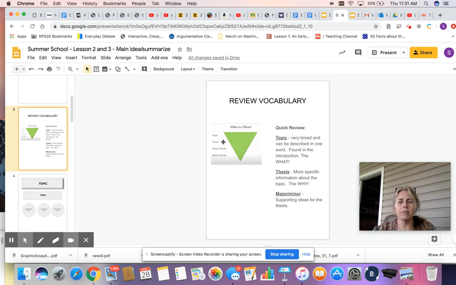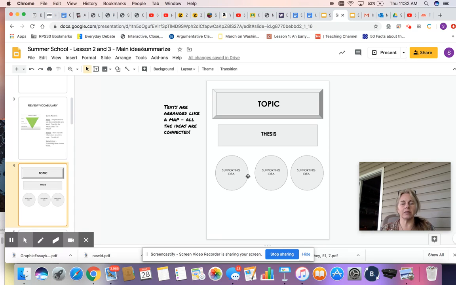Again, if we looked at a paper that was organized using this little map, it would look like this. So in our introduction, we would introduce the topic, because in order for me to read this, I got to know what it's about. Then we're going to tell our audience specifically more about this topic. What is the exact thing I want you to know about this topic?